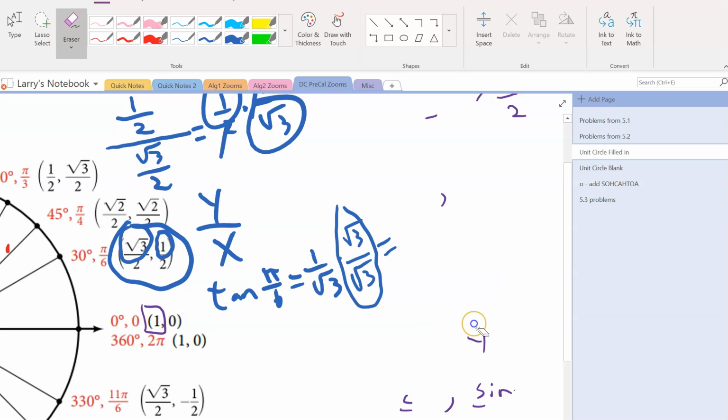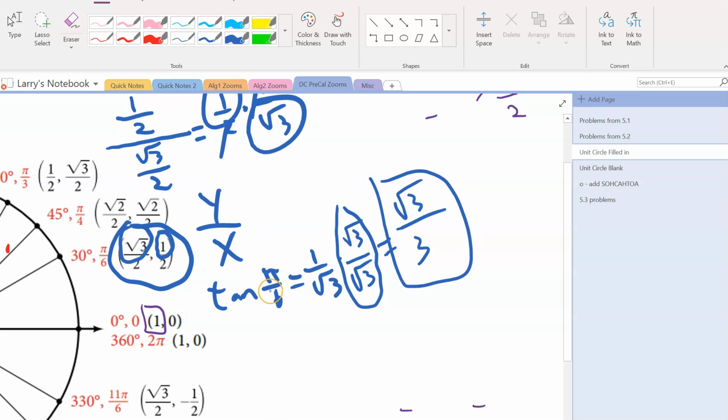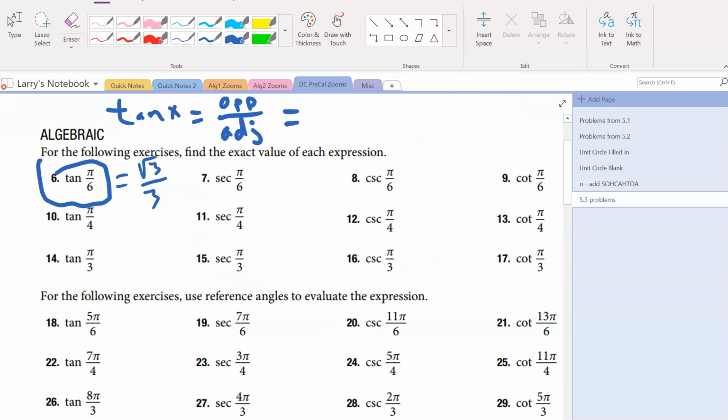That's just 1, so we're not changing any values. We're just changing the way it looks. 1 times the square root of 3 is the square root of 3. And square root of 3 times the square root of 3 is 3. So tangent of pi sixth is square root of 3 over 3.